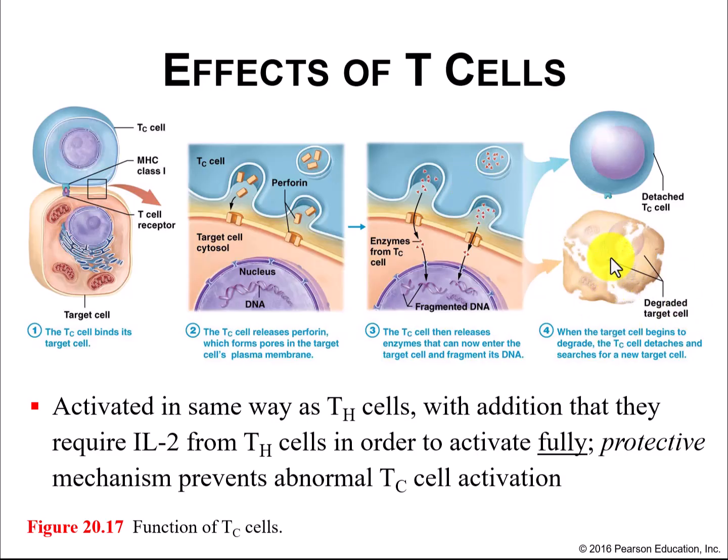to degrade. But an added layer of security with our cytotoxic T cells, since they do kill the cell, is that they also require the interleukin 2 from our T helper cells. Remember, we saw that a few slides back. And so the interleukin 2 is just another layer of protective mechanism to prevent the cytotoxic T cells from killing good cells, for them to be activated fully.